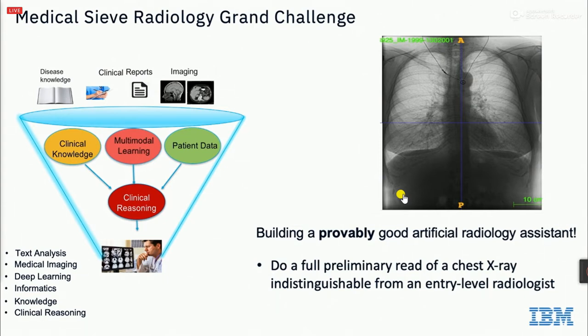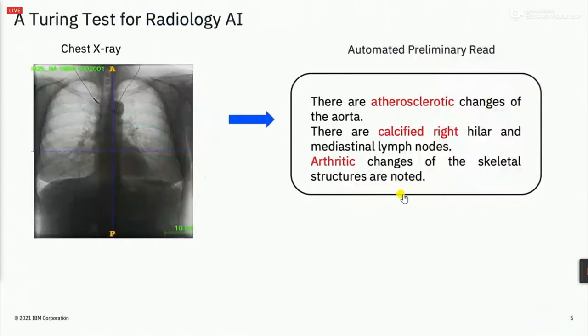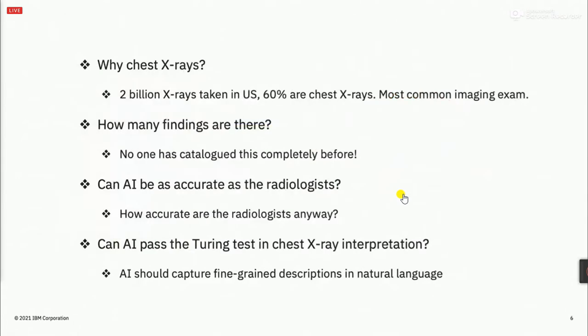Can you pick one modality, such as a chest X-ray, and do a full preliminary read, and be done at the level that I couldn't distinguish between a human read and a machine read? So if you've got a chest X-ray, you need to get to the right, and you can see over there that there are very fine-grained descriptions of findings with laterality, location, and so on. So this was a task.